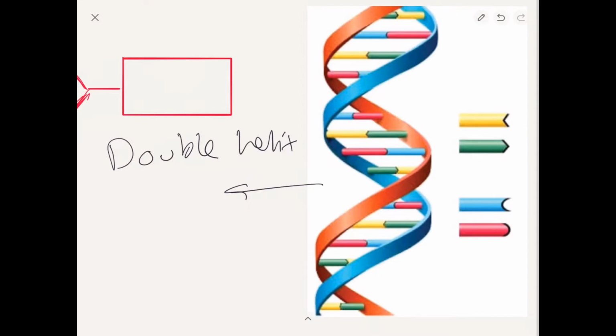In between each side we have these bases. If I just highlight them here, that will be a set of bases, that will be a set of bases, and so on. These are quite similar to, if you imagine a ladder, the steps in between each side of the ladder. They connect one side of the DNA molecule, one of those helixes, to the other side of the DNA molecule. And that's why I refer to it as a double helix. Really important you use that phrasing because examiners are after that type of phrasing.